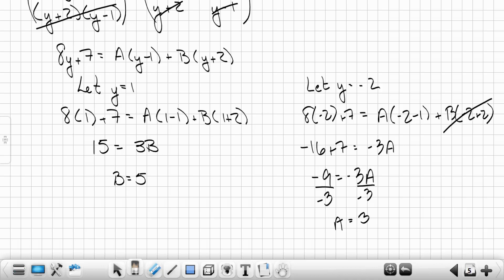Guys, think about the question. Is this the answer? Get it from my tone. No, this is not the answer. I wanted you to decompose into partial fractions. So the final answer is actually going to be our starting fraction equals 3 over y plus 2 plus 5 over y minus 1. So I'm going to write that in just a second.